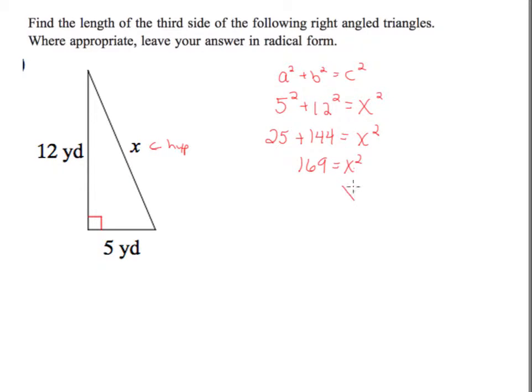Now, usually when we take the square root of 169, I get plus or minus 13. But notice in this case, I don't write the plus or minus. The reason for this is that we're looking at the length of a side of a physical object in space, and we know that distance is always positive. We can't have a negative 13 length. So that's the reason why we would write our answer as simply 13.